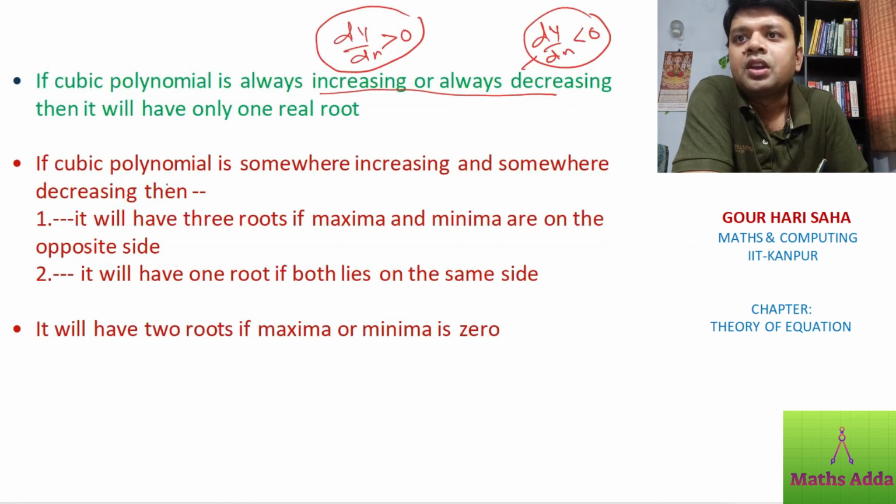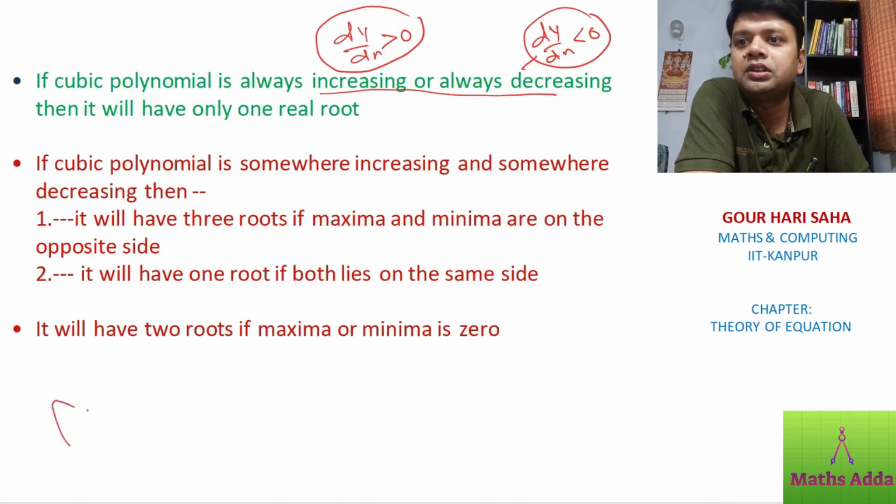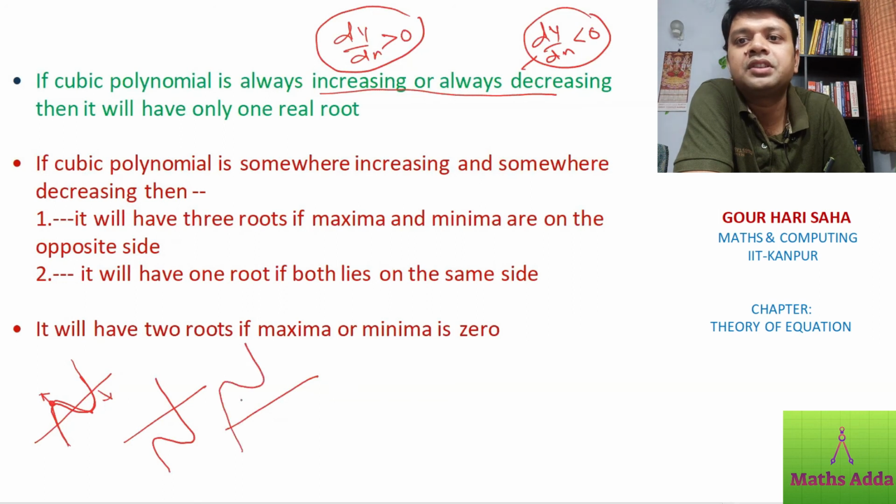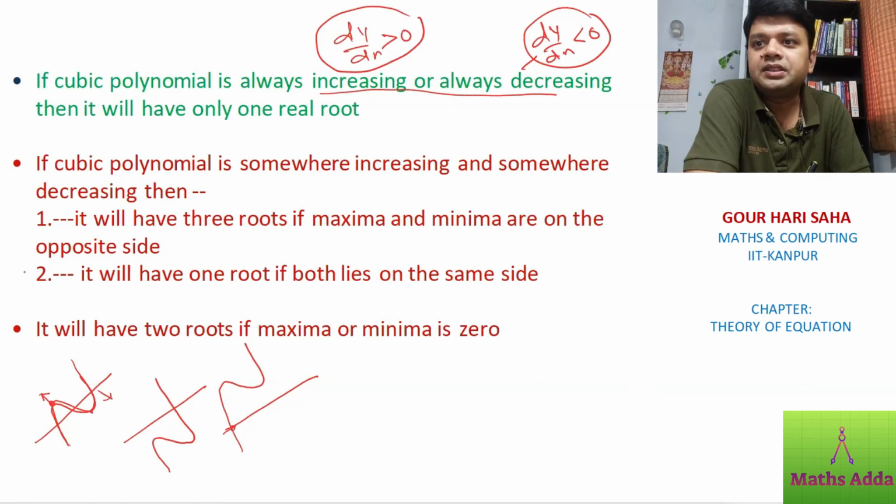Second situation: if a cubic polynomial is somewhere increasing, somewhere decreasing, means this one. We are talking about this situation. See, increasing, then decreasing, then increasing. In this situation, there are two things. First, it will have 3 roots if maxima and minima are on opposite sides. Clear? It will have only one root if it is like this one. See, both maxima and minima are below the x axis, or it will have this situation. Maxima and minima both on the same side, it has only one root. Got it? That is the second point.